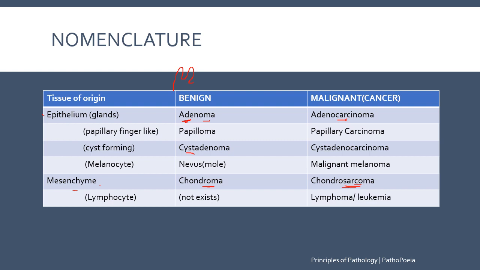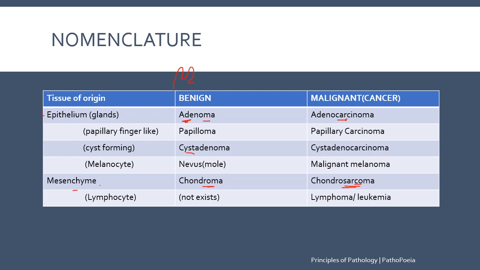Of adipocytes, it would be lipoma, liposarcoma. For osteocytes, osteoma and osteogenic sarcoma. If the mesenchyme is smooth muscle, it would be leiomyoma or leiomyosarcoma. If it's skeletal muscle, it would be rhabdomyoma or rhabdomyosarcoma.